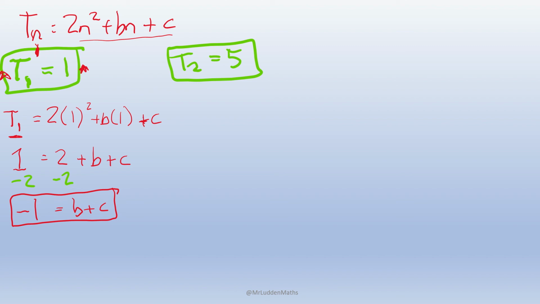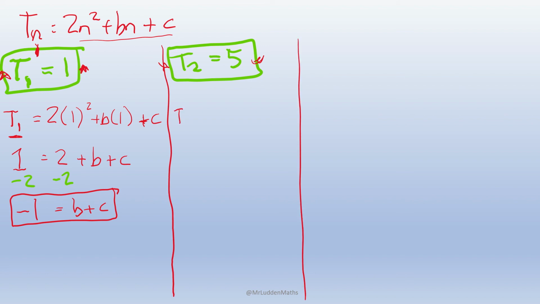Now I'm going to do the exact same thing over here with T2 is equal to 5. Okay, so I'm going to have T2 is equal to, now remember, I had Tn up here on top. Now I want to find out what T2 is, so I've taken out the n here and I've put in 2. So on the other side of my equation, I'm going to have to do the exact same thing. So I'm going to have 2 times 2 squared plus b times 2 plus c.